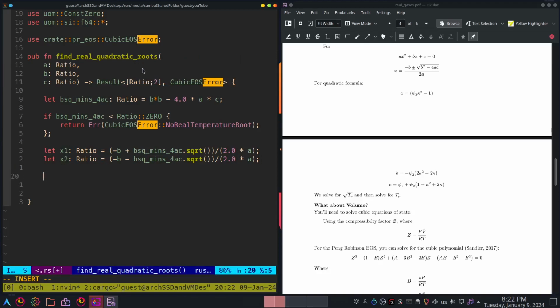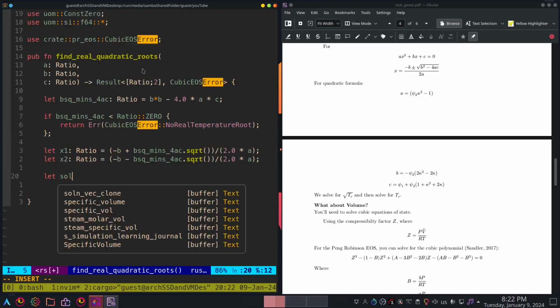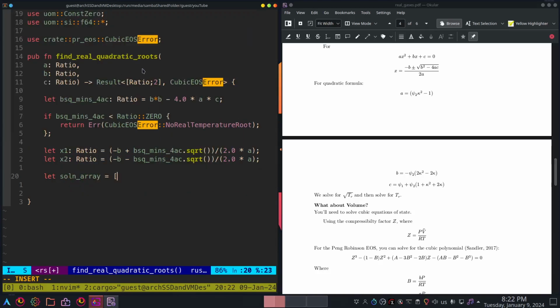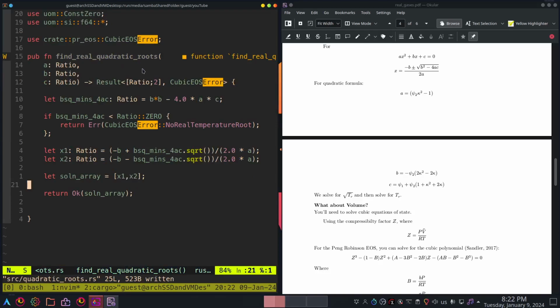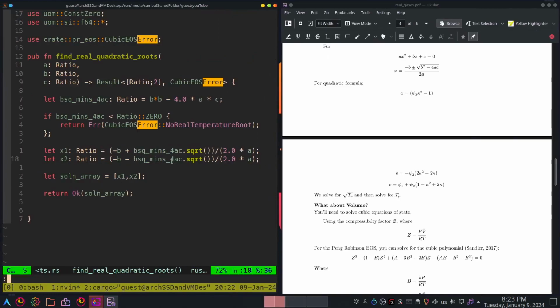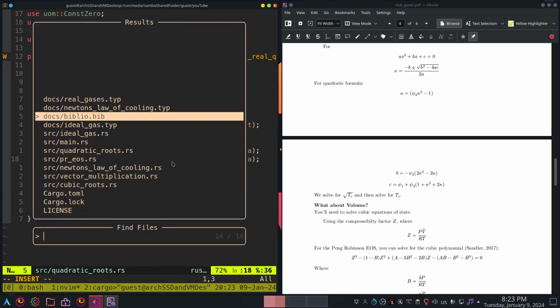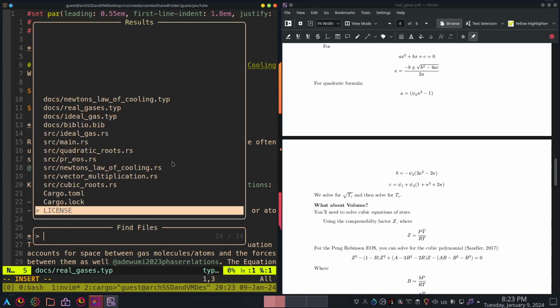And then I'm going to load both of these into the array. The solution array equals x1 and x2. And then I'm going to return the solution array. That's how I'm going to have my real quadratic roots. So this one's pretty simple. You don't need to think too much about it, it just takes a little bit of time to code. To be frank, you could find this in a library, but I'll just code it myself for the time being. Okay, so I'm going to go back to the real gases right here, wrong file.